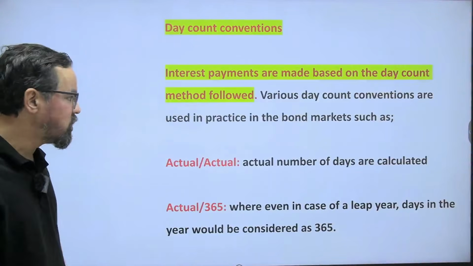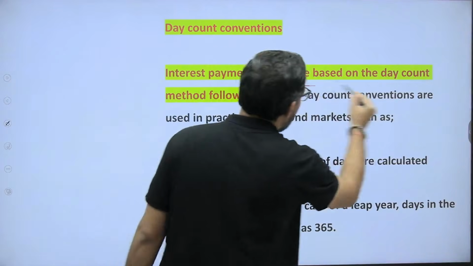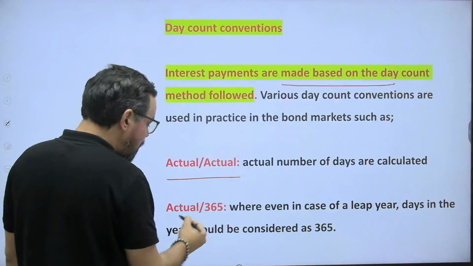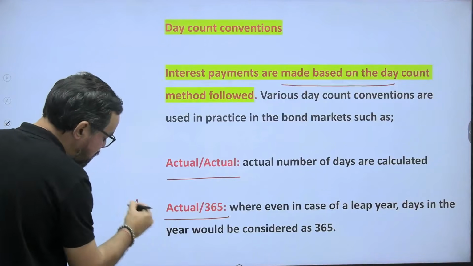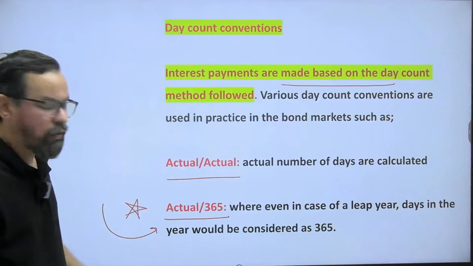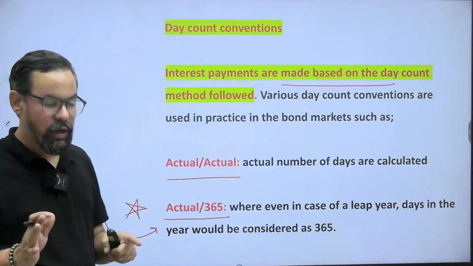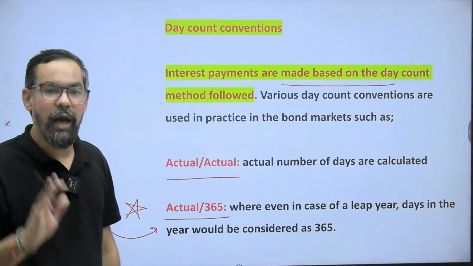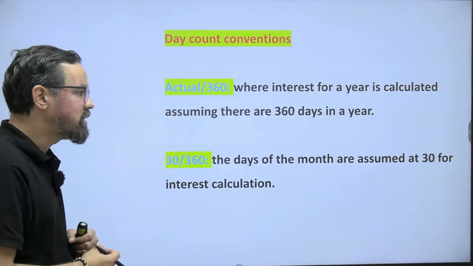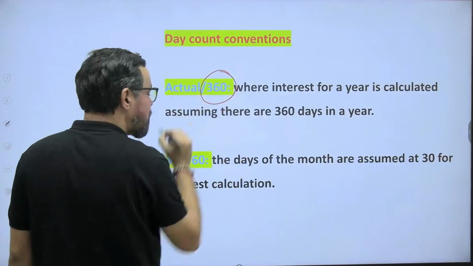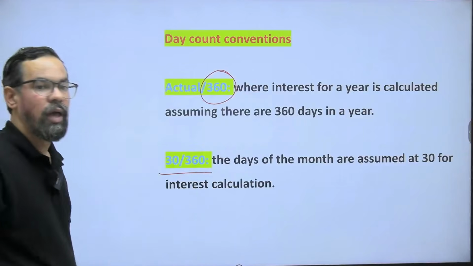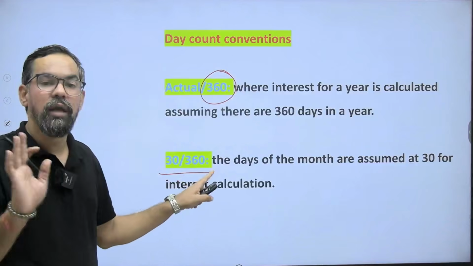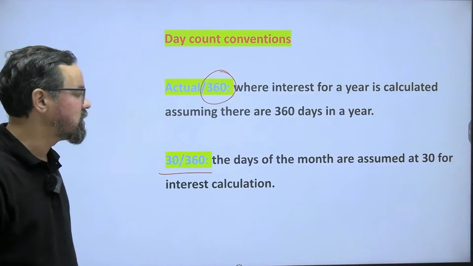Now, day count conventions. Interest payments are made based on the day count convention. Various day count conventions are there. Actual, then we have actual 365. Usually we use this one. In the Indian debt market, we use actual 365. We calculate the actual number of days for which the investor holds the bond, and in a year we consider 365 days. Then there is 30/360, where in a year we consider 360 days, and in a month we consider 30 days, even if it is February. So those are the conditions.